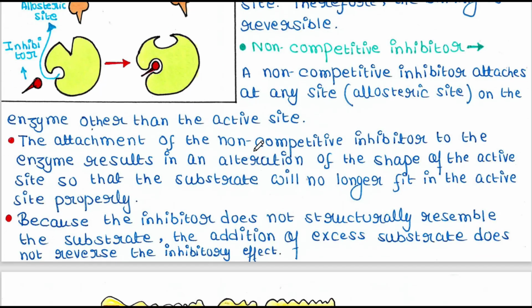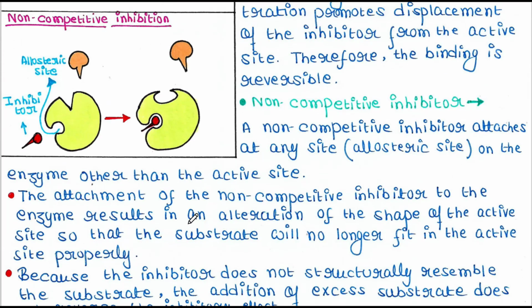Because the inhibitor does not structurally resemble the substrate, the addition of excess substrate does not reverse the inhibitory effect. That means the non-competitive inhibition is not reversible. It is an irreversible process. So this is all about today's lecture.